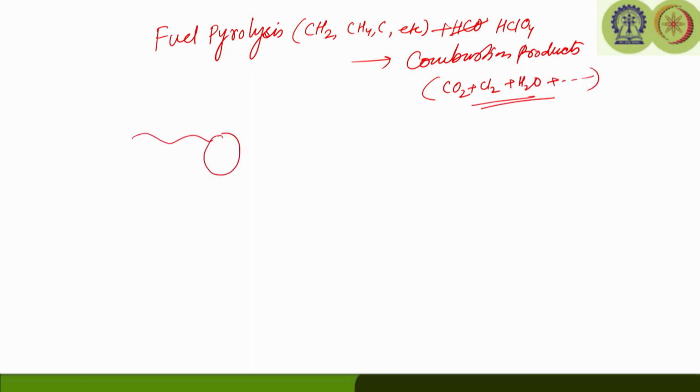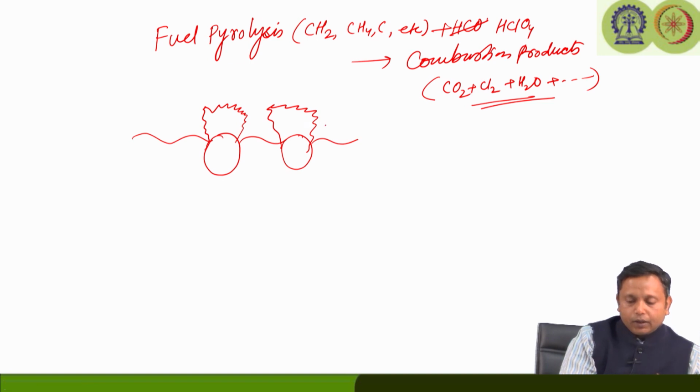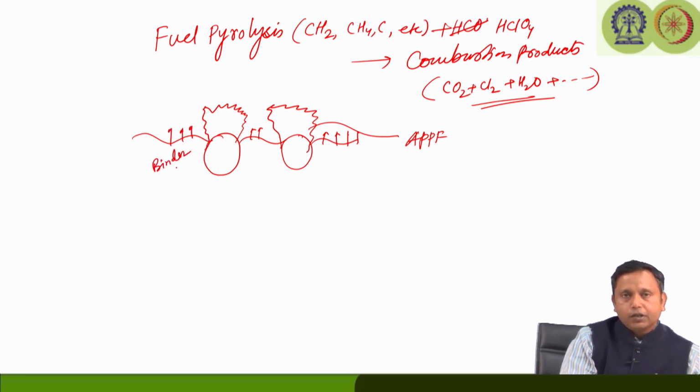What essentially is happening with the oxidizer is that it goes there and creates a premix flame with the fuel vapor. We term this APPF, the ammonium perchlorate premix flame. The fuel vapor will keep on coming out from the surface of the fuel binder. HTPB is known as the binder, which is also a fuel because it contains hydrocarbon. So, this is acting as a fuel.